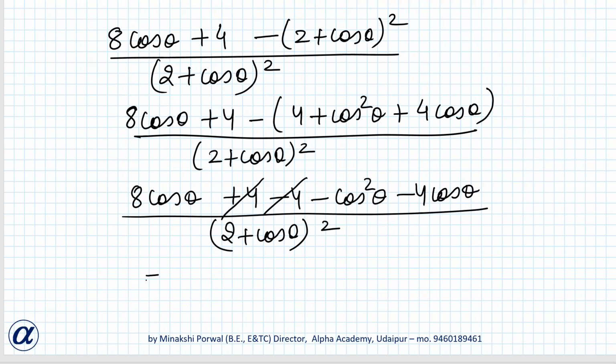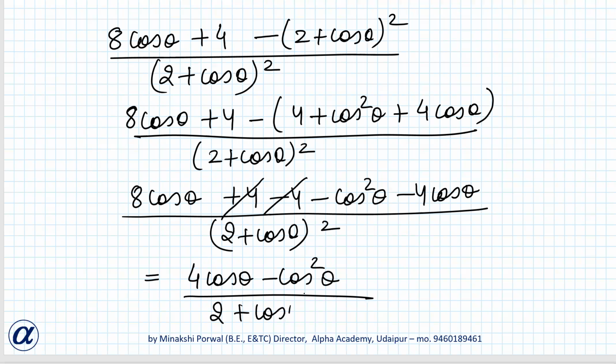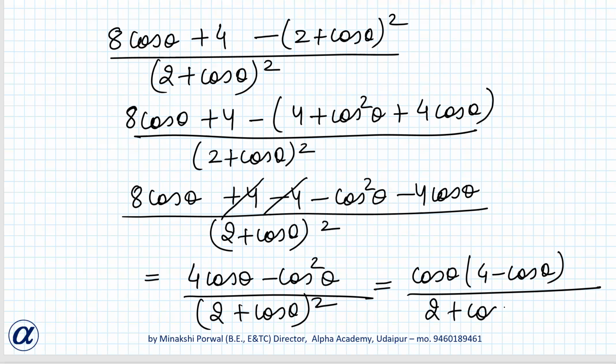This is basically 8 cos theta minus 4 cos theta is 4 cos theta, minus cos square theta, upon (2 plus cos theta) the whole square. Or if I take cos theta common, it is cos theta times (4 minus cos theta) upon (2 plus cos theta) the whole square. Now we have to prove that this is an increasing function in interval 0 to pi by 2.